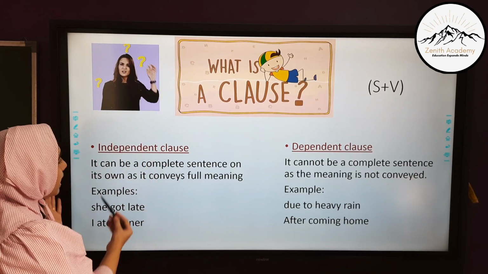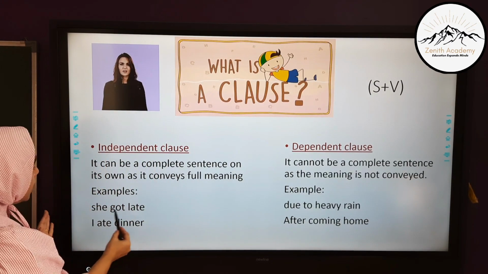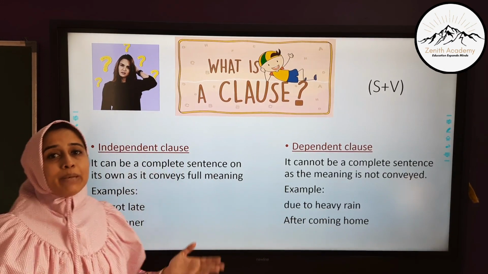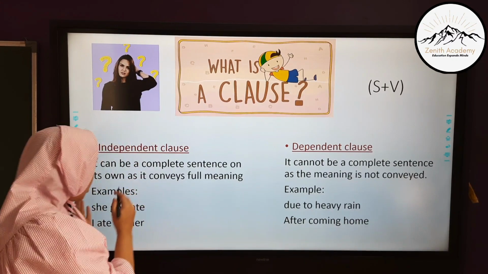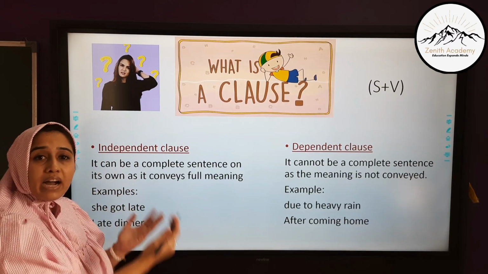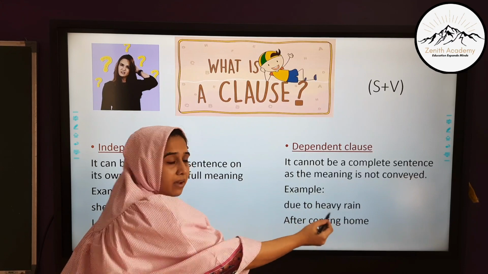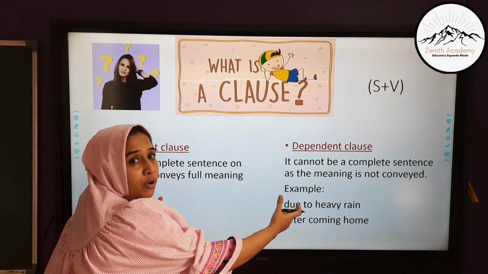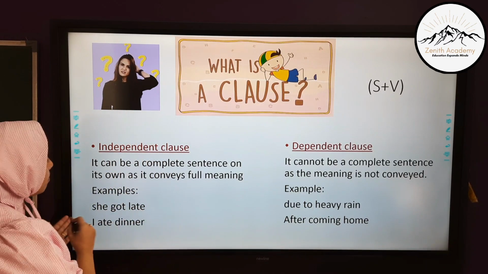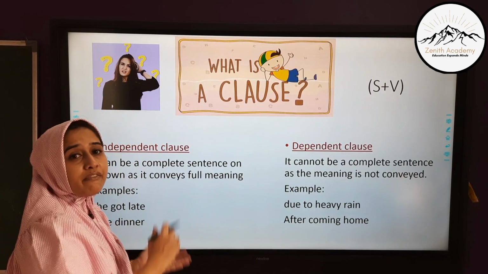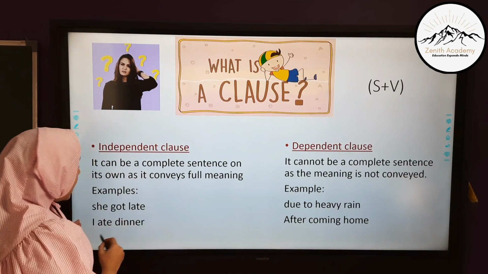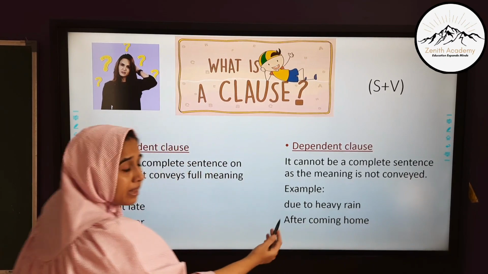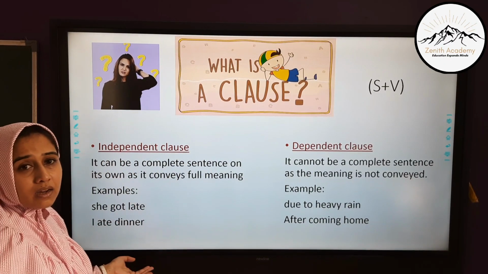But when I combine these two clauses, she got late due to heavy rain. So here the complete meaning is conveyed, that what happened, she got late, and why she got late, due to heavy rain. So when we merge the two clauses, dependent and independent, these two groups of words, when we merge them together, it makes a complete sentence conveying a logical meaning. I ate dinner after coming home. So what did I do after coming home? That answer we get over here, I ate dinner.